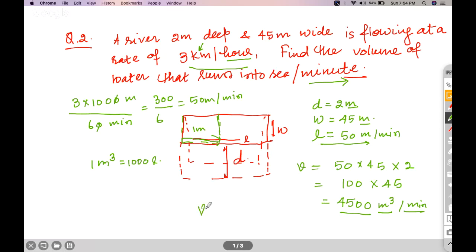If the question is asking that I need to convert this data into liters, I need to multiply this with 1000. So it becomes 4.5 into 10 to the power 3, and this is 10 to the power 3 here, giving 4.5 into 10 to the power 6 liter per minute of water flowing in the sea. So this is how this question was supposed to be done. Just note it down, those who have not done.